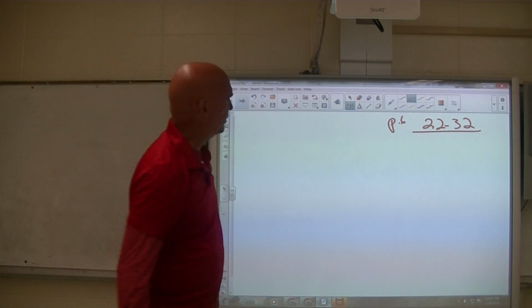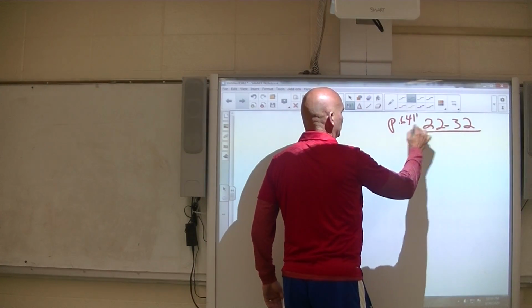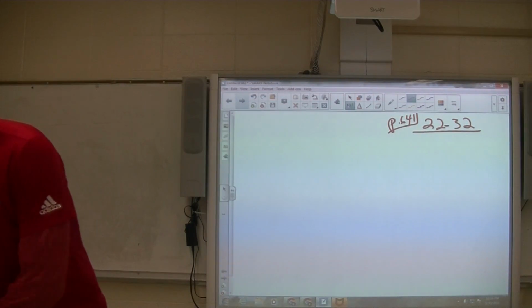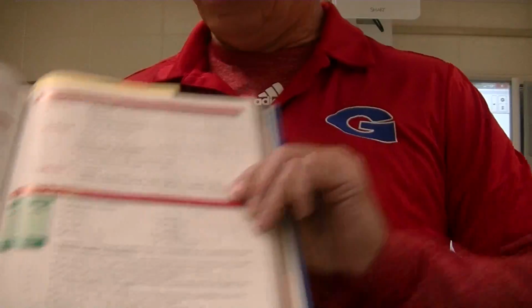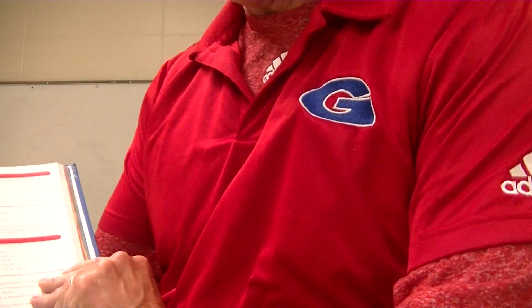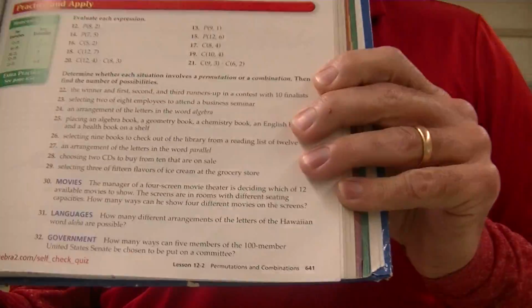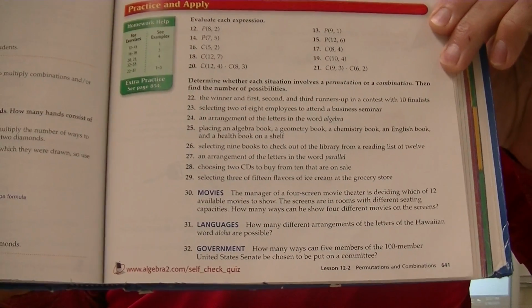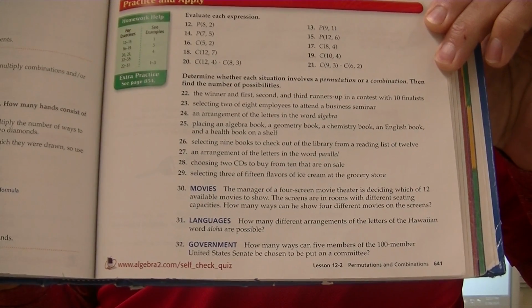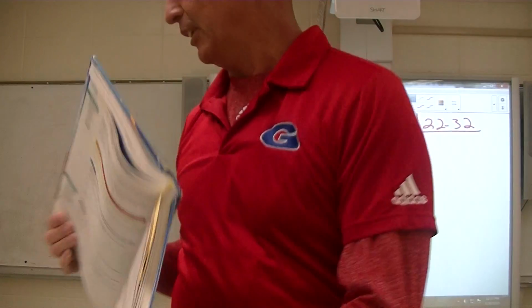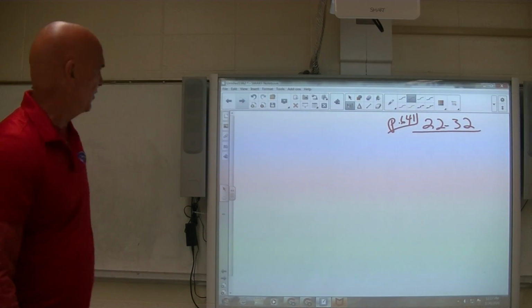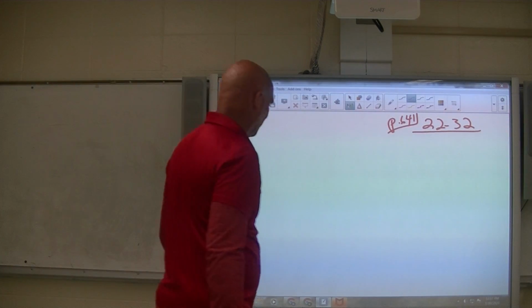Let me try that. So page 641, 22 through 32. Let me see if I can do this one more time, so that's on this page over here, yep. And I'll try to hold it still enough once I get it focused. Okay, I can't tell. Just go back and watch it, I'll see how it came out. If you can't read it, then go back and look at the previous video.